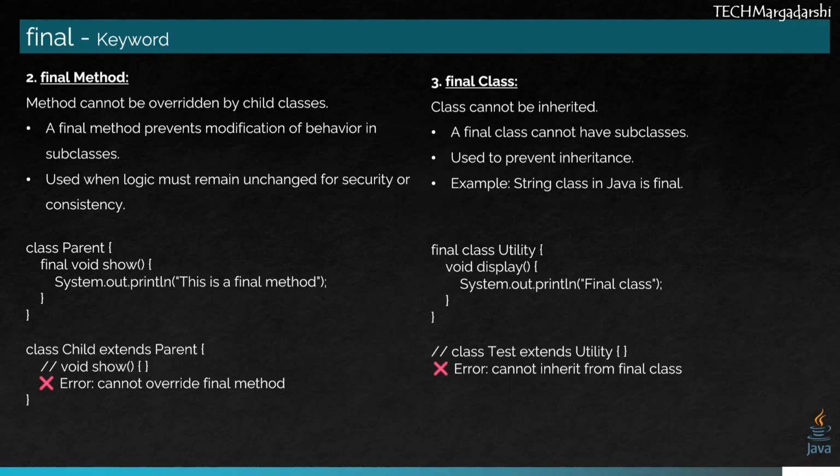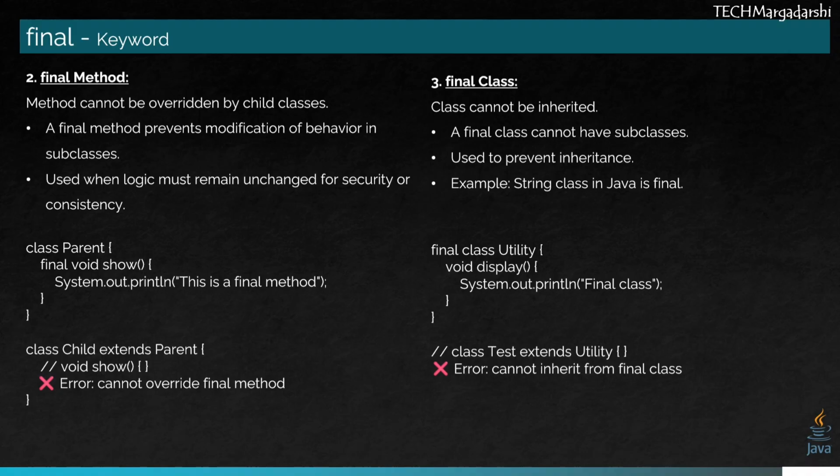Now let's understand the remaining uses of the final keyword in Java: final methods and final classes. First, a final method. When a method is declared as final, it cannot be overridden by any child class. This ensures that the behavior of the method remains the same, even when inheritance is used. Final methods are commonly used when logic is critical for security or consistency. In this example, the show method is marked as final in the parent class, so the child class is not allowed to override it.